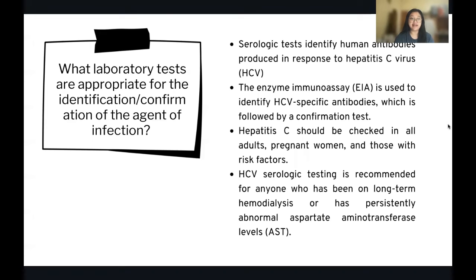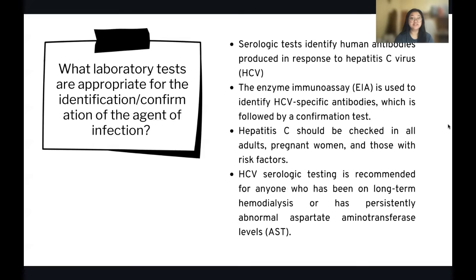The enzyme immunoassay, or EIA, is used to identify HCV-specific antibodies, which is followed by a confirmation test. Antibodies that bind to recombinant antigens generated from the four HCV sections, such as the core, non-structural 3, non-structural 4, and non-structural 5, are detected using EIA. Based on an absorbance signal compared to a cutoff value, the EIA test is classified as positive or negative. To assess the current state of infection, the CDC advises that EIA positive specimens be tested for HCV RNA. RNA testing can also be helpful in the early stages of infection before the patient develops an antibody response.